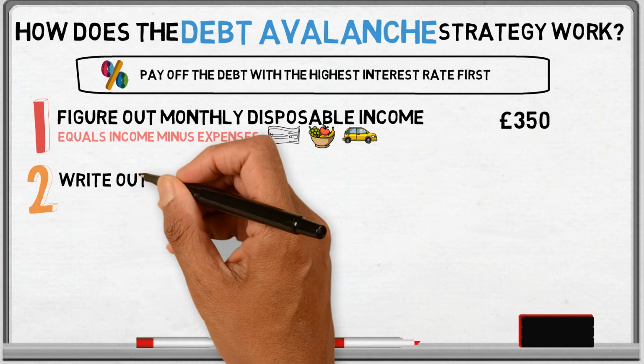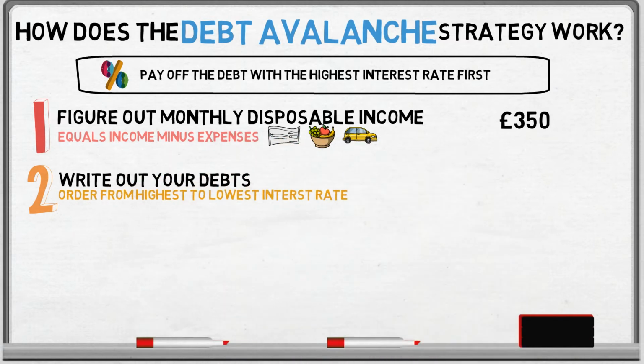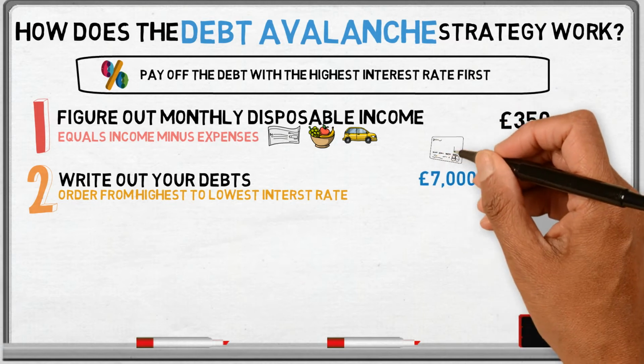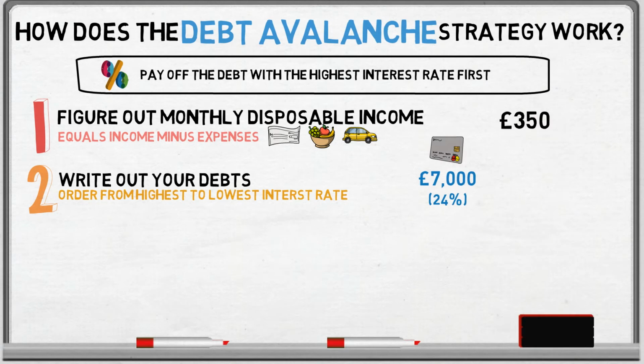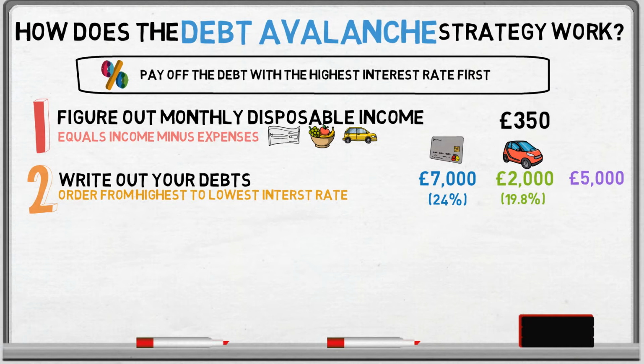Step 2. Write out all your debts and order them from the highest interest rate to the lowest, as you will pay them off in this order. In our example, we have £7,000 on a credit card with a 24% rate, a £2,000 loan with a 19.8% rate, and a £5,000 personal loan which was used for home renovations with a 3.5% rate.